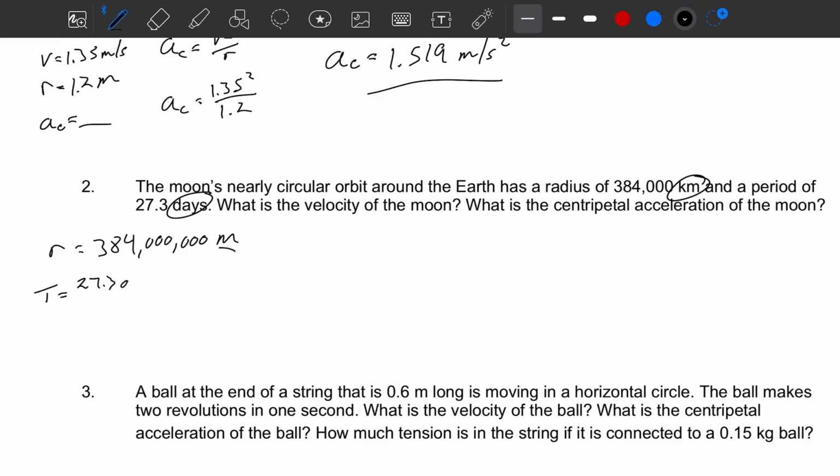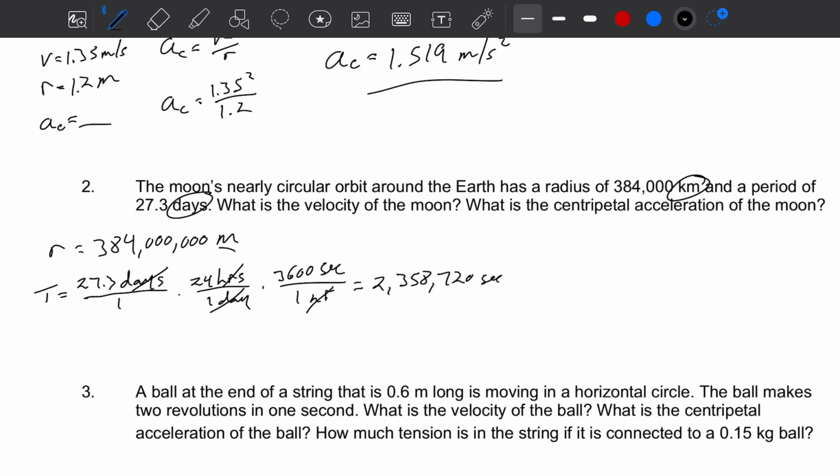27.3 days is not seconds, but if we multiply 27.3 days by 24 hours in a day, and 3,600 seconds in an hour, multiply the tops, divide the bottoms. All the bottoms are 1, so nothing to worry about there. Canceling out units leaves us just with seconds: 27.3 times 24 times 3,600. Our period is in seconds. That capital T is period, the time to go through one cycle: 2,358,720 seconds.